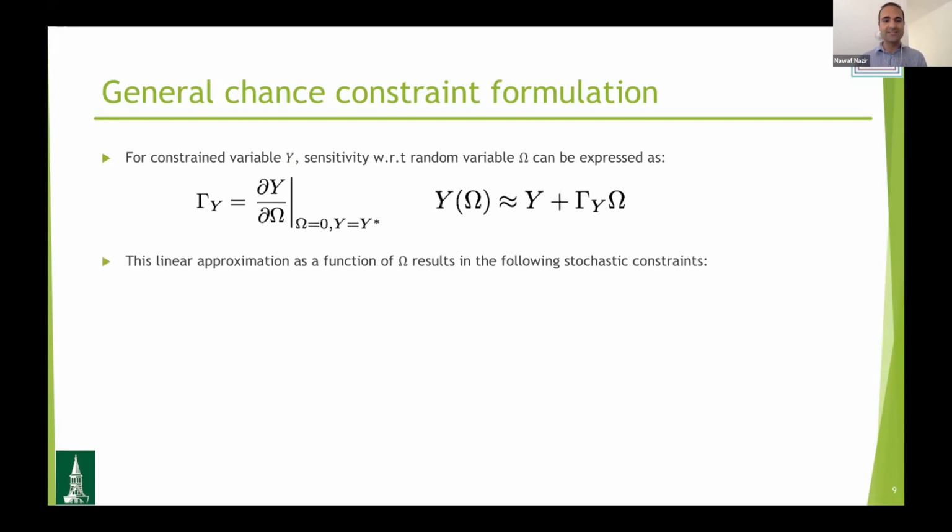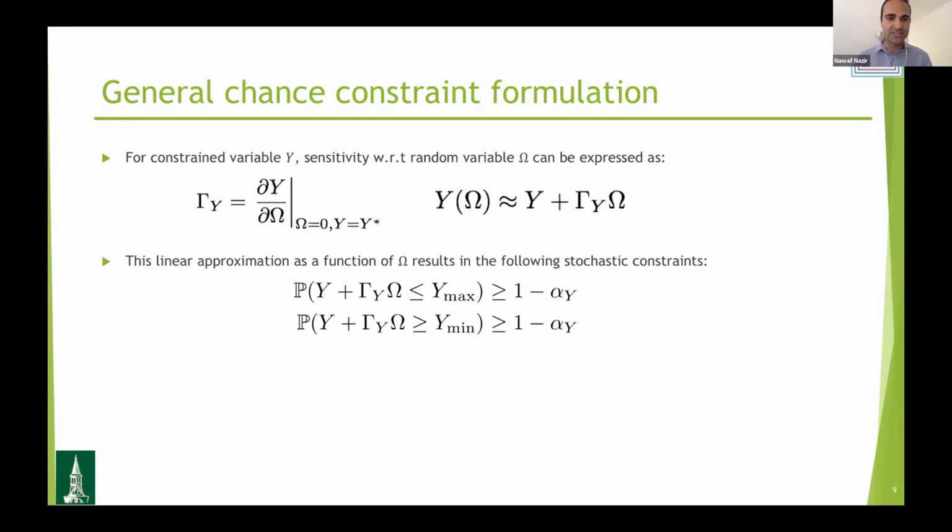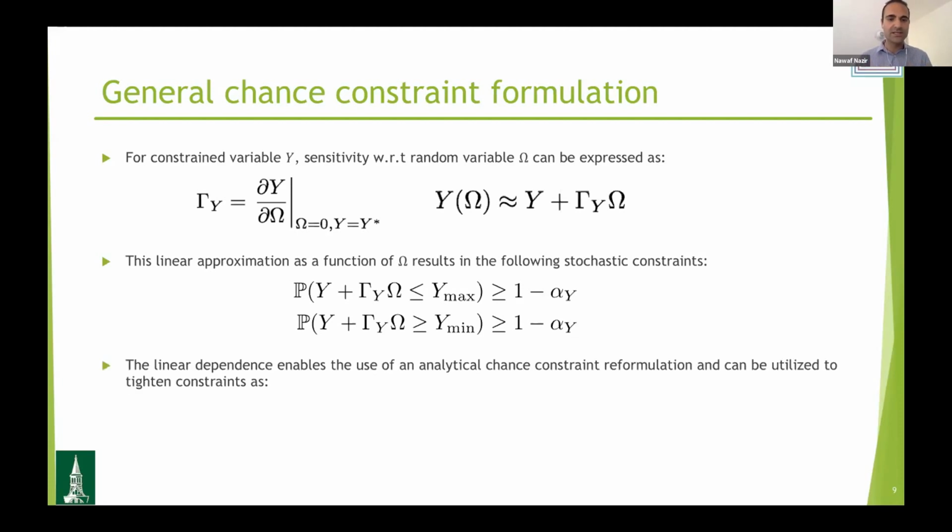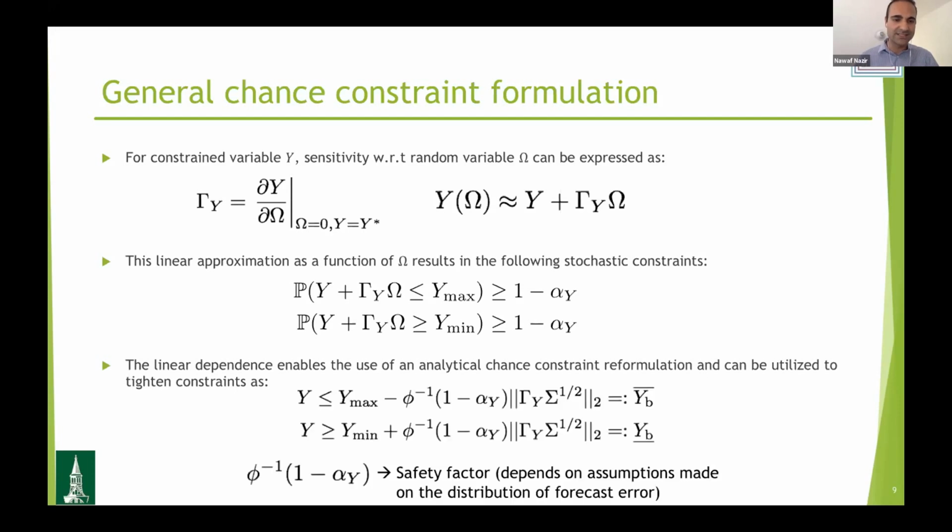So now that I have this linear approximation, I can express the following stochastic constraints. So now I have these two stochastic constraints. The probability of y plus gamma y omega less than or equal to y max has to be greater than 1 minus alpha y, where alpha y is some acceptable probability of violation that I can choose. So now this linear dependence enables the use of an analytical chance constraint reformulation that can be utilized to obtain these tighter bounds shown here.